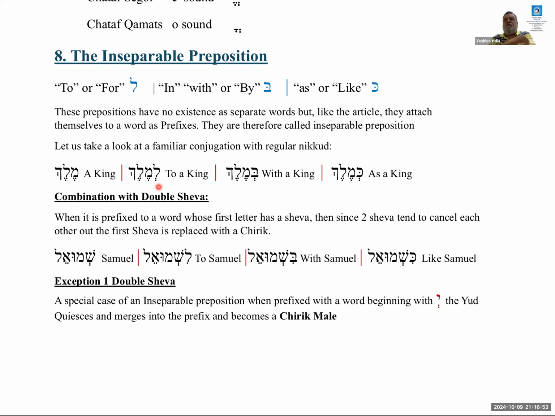Now, what happens when there are two shevas together with a preposition? Like the word Shmuel, Shemuel. If I have to add the lamed to it, it will be Le Shemuel, right? Two shevas together. In this case, when it is prefixed to a word whose first letter has a sheva, then since two shevas tend to cancel each other out, the first sheva is replaced with a kirik. Shemuel will become Lishmuel.